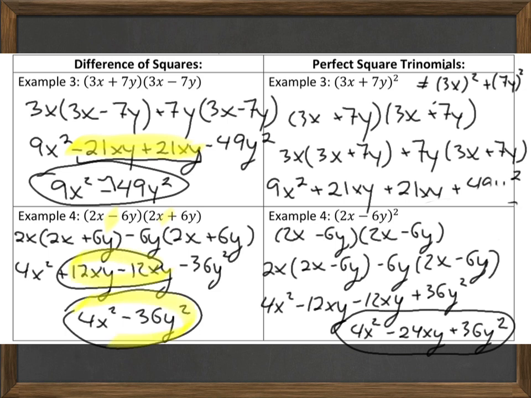Okay, again, notice with our difference of squares, these opposite signs mean that the inner terms cancel out, so we're left with a binomial. Both terms, 4x squared and 36y squared, are perfect squares, and they're separated by a subtraction, meaning that it is a difference of squares. Conversely, with our perfect square trinomial, we end up with three terms because we have the same sign, and so the inner terms accumulate.